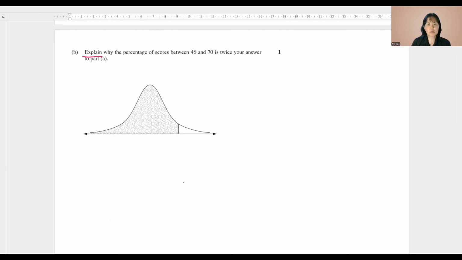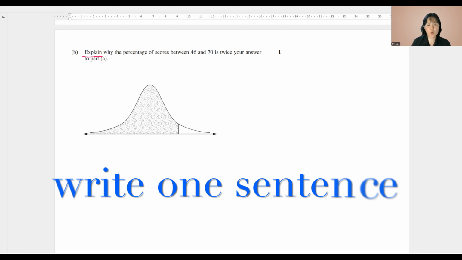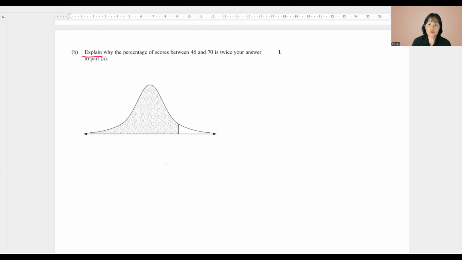Okay, part B, this is a quite common question now. Explain why the percentage of scores between 46 and 70 is twice your answer to part A. If you want to show it, you could draw the diagram. So I've got this diagram here. This is my mean, the mu, so 58. I'm going to call this one my 70, this one my 46. My z-score here was 0 and this was 0.8 from part A.